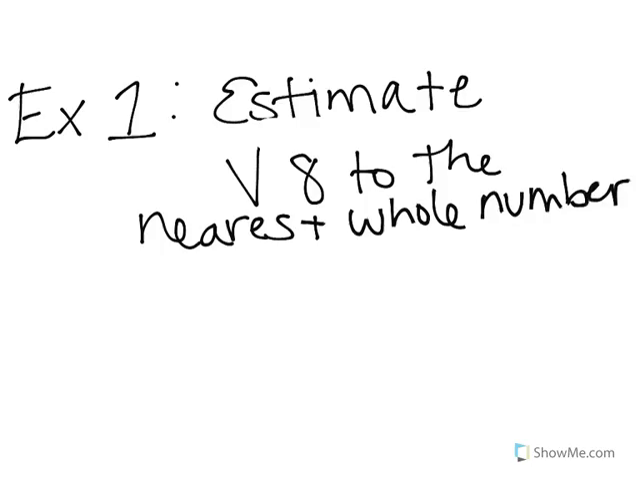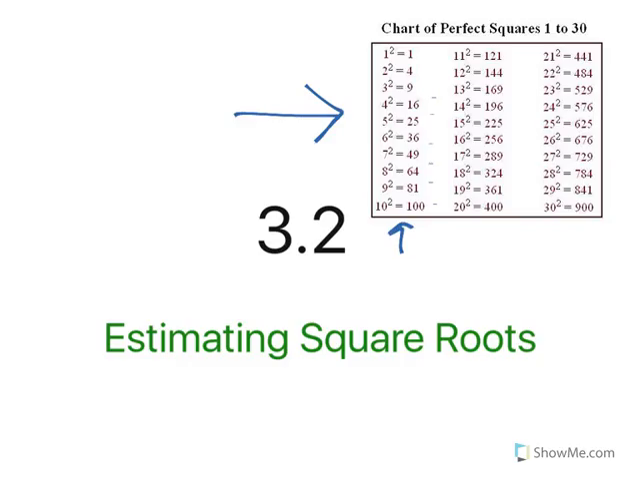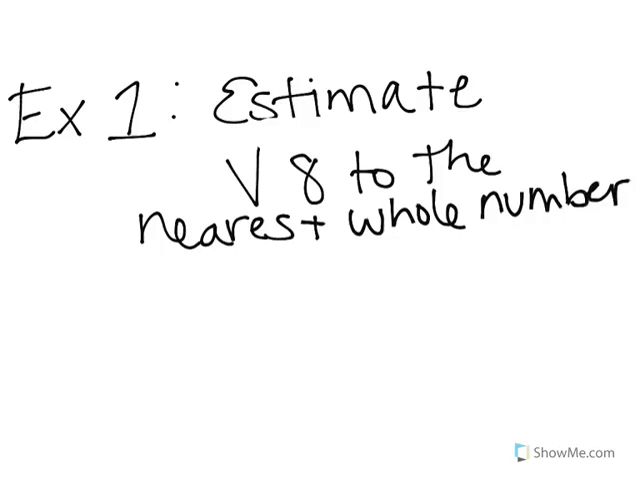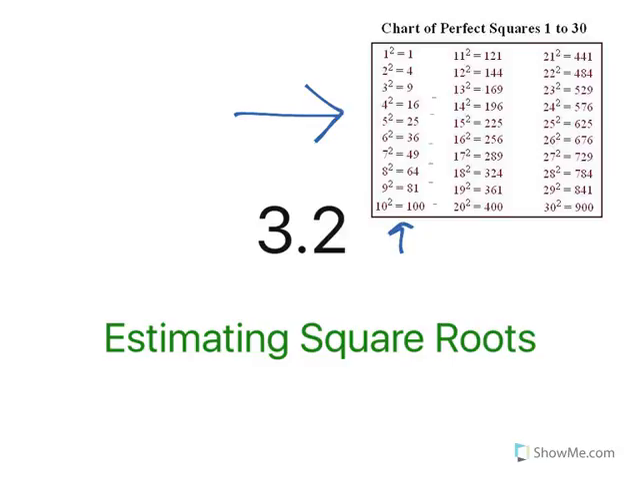So example 1 says, estimate the square root of 8 to the nearest whole number. What you're going to do is think about the perfect squares in this chart, and look at what number is close to 8 that would be a perfect square. So 8 is close to 9, and the square root of 9 is 3. I'm going to say that again.